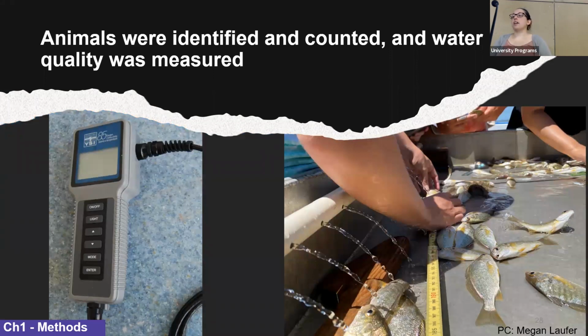For each trawl, all animals were identified to lowest taxonomic level possible, counted and measured, and a YSI water quality sonde was also used at each station to get a point measure of salinity, temperature, and dissolved oxygen.